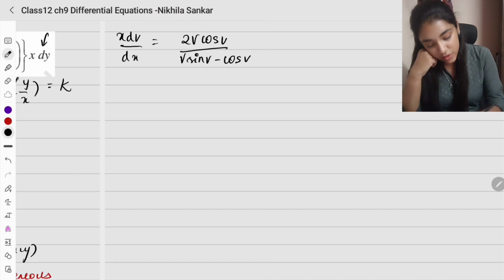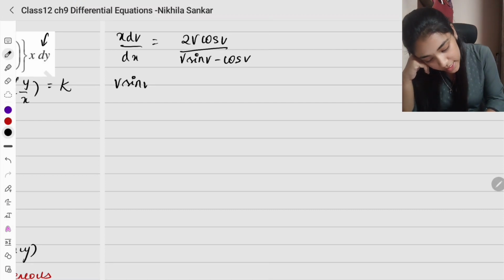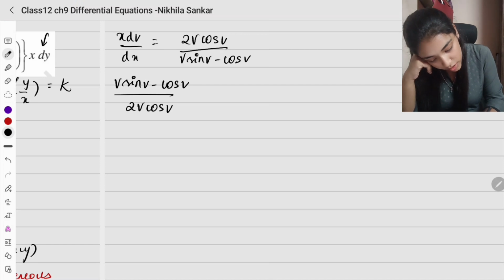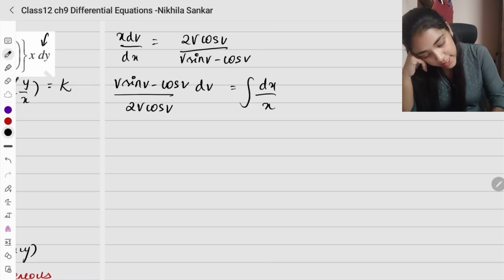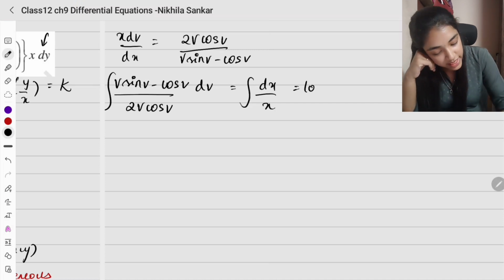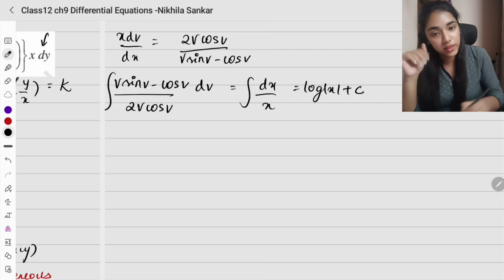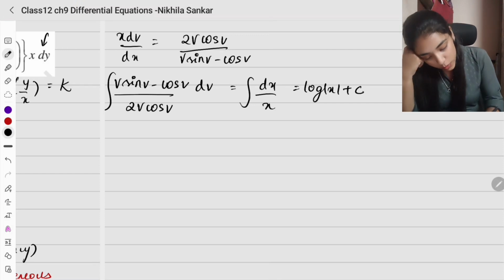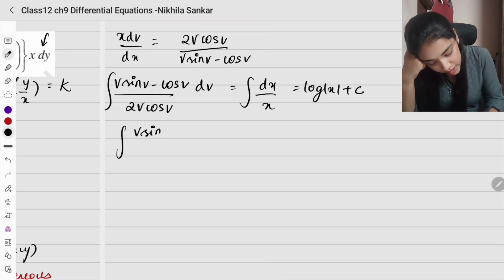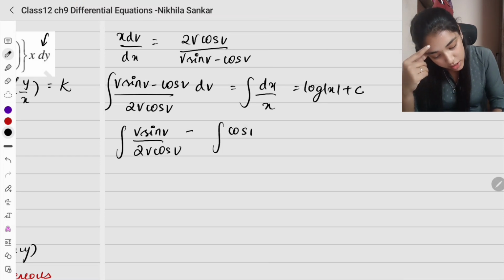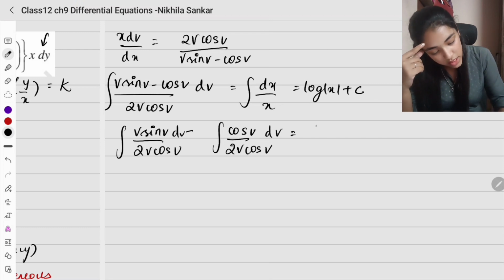Now taking v to one side and x to the other side, I have v sin v minus cos v divided by 2v cos v times dv equals dx divided by x. Integrating on both sides, the right side is log mod x plus c. This is simple. Now what are we going to do with the left hand side? I'm going to split. So what will I have? Integral v sin v divided by 2v cos v minus integral cos v divided by 2v cos v, here also dv, equals log mod x plus c.